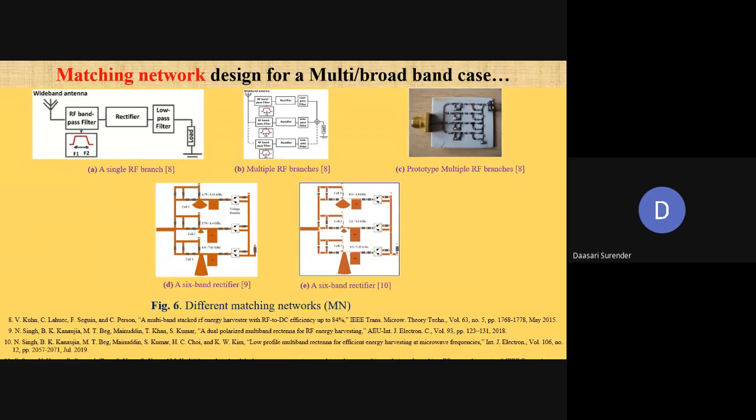The powers available at the outputs of all the antennas are combined using a DC power combiner. With this, it is easy to achieve better impedance matching with better performance. The next example is in 6C, which shows a rectifier for quad band. Here each branch allows only a single frequency. So to achieve better impedance matching and better results, the entire bandpass filter is split into a stack of several RF branches.